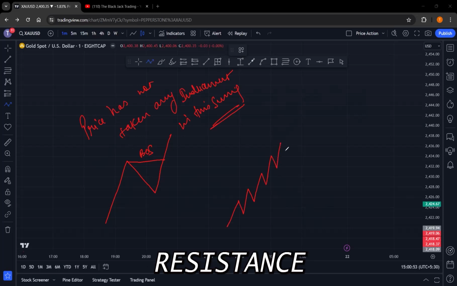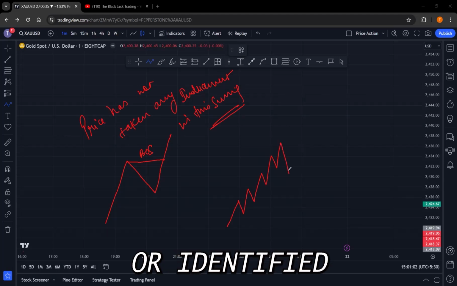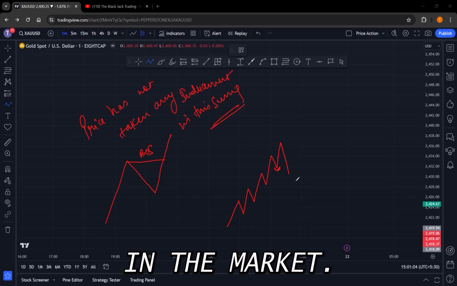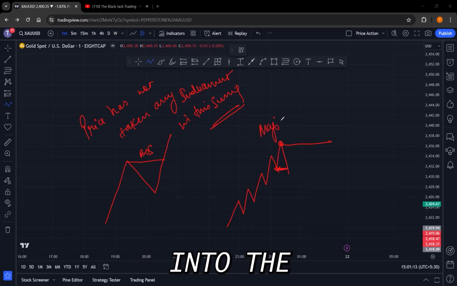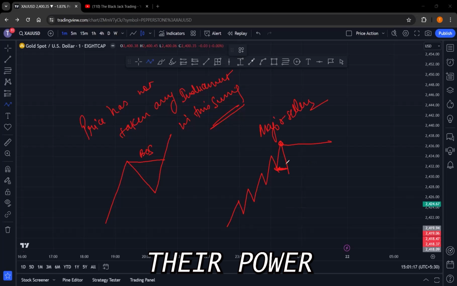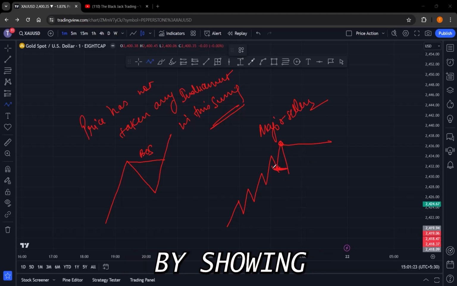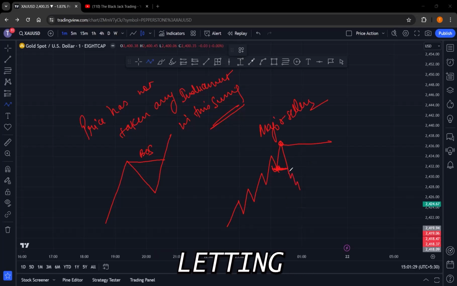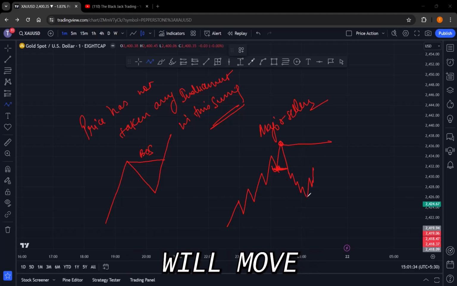However, the real resistance, or the real dominance of the seller, can only be identified when they take out the previous liquidity in the market. So it is highly important that when the price breaks this previous liquidity, only then can we say that the major sellers have entered the market. Why? Because they have shown their power by taking out the stop losses of the recent buyers, and then letting the market create a downswing, and you will see the market move something like this.